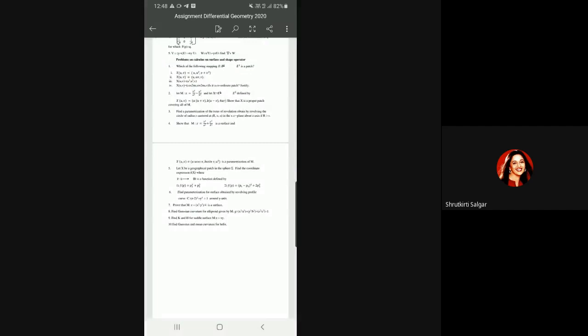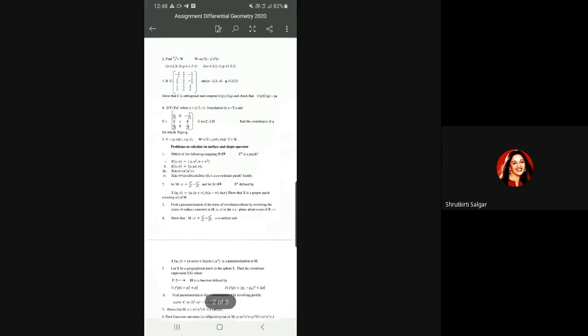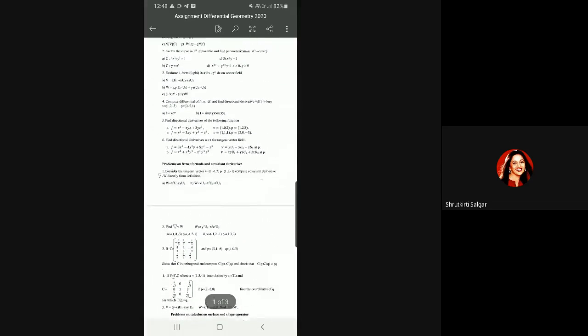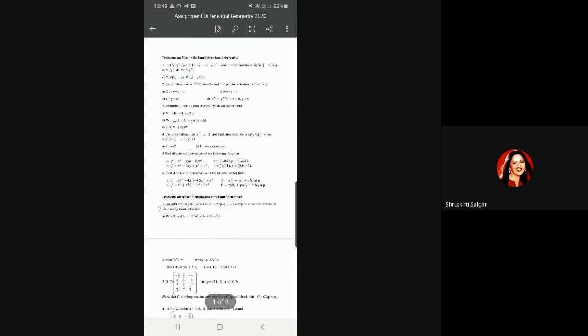Only one mistake is there. X is a mapping from E2 to E3. The symbol of the arrow is not in the proper place. All other things are in the proper place, right? Are you getting it?